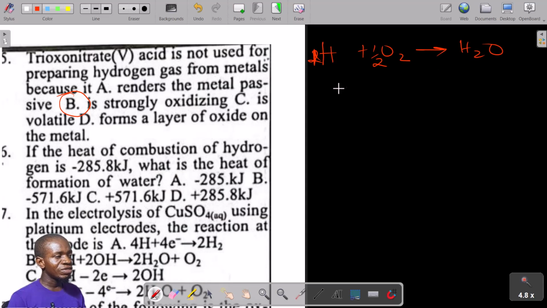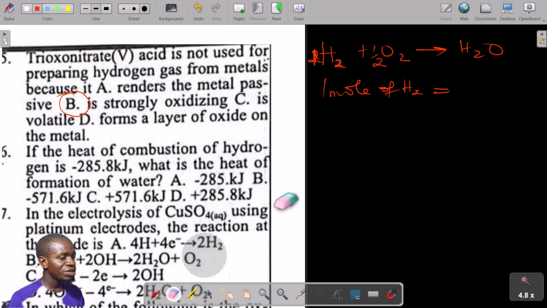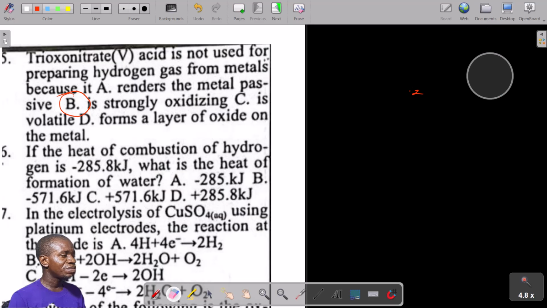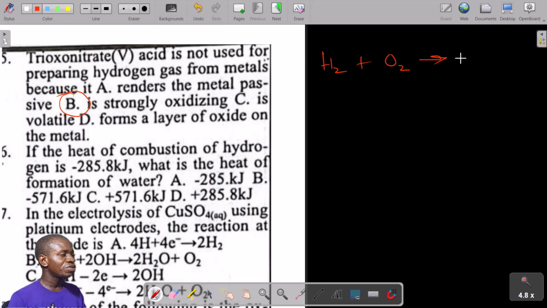So 1 mole of hydrogen. Sorry, this is hydrogen. Oh, my equation was even correct. I was the one making a mistake. Please let me write the equation. I have hydrogen plus oxygen to give me H2O. So 1 mole of hydrogen, because I want this to be 1 mole, the oxygen is going to be half, because half of this will give me ordinary oxygen.